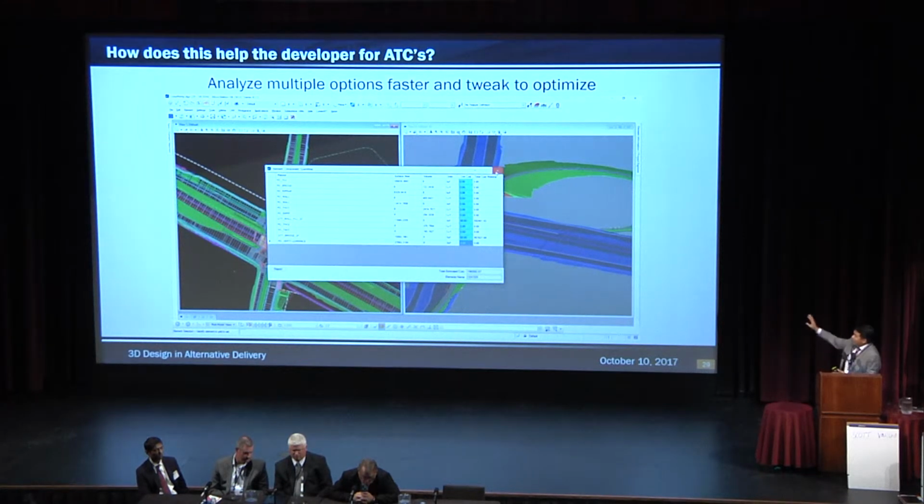So I have different quantities, I can zero them out, I can put cost to them, I can get the money, I can get the total estimated cost if I wanted to.